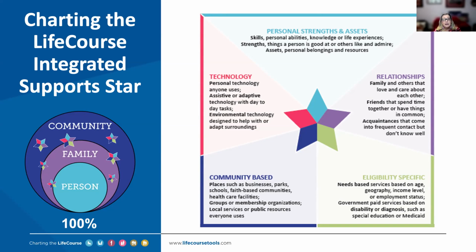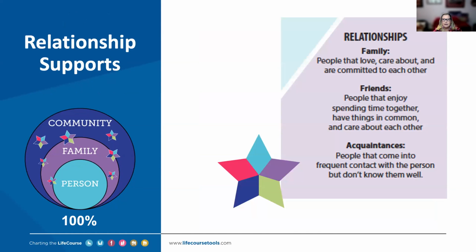And not everybody's going to get eligibility supports, right? Remember the 75 and 25? That 75% may never have eligibility-based supports, but they can use all the other parts of the star. So let's dig into those just a little bit. So when we think about relationships, we divide that up into 3 different types of relationships.